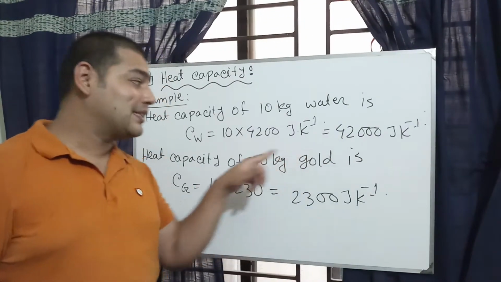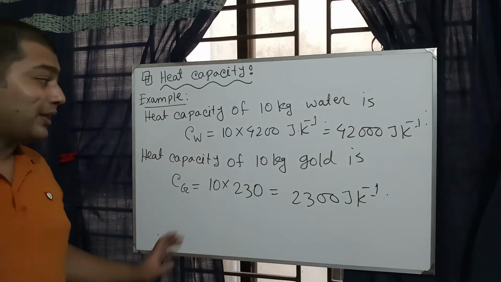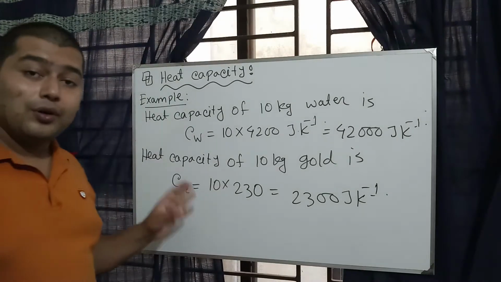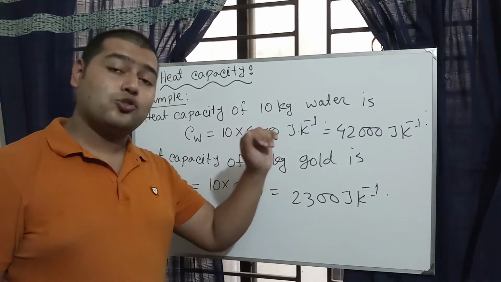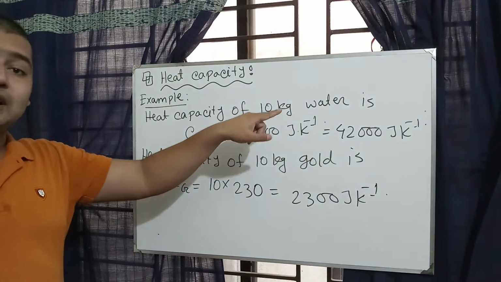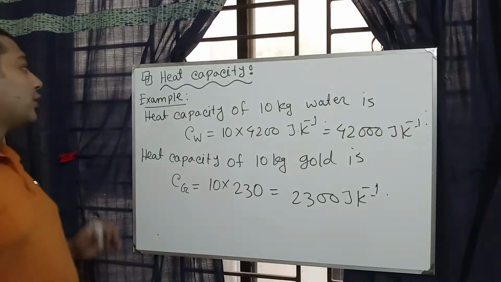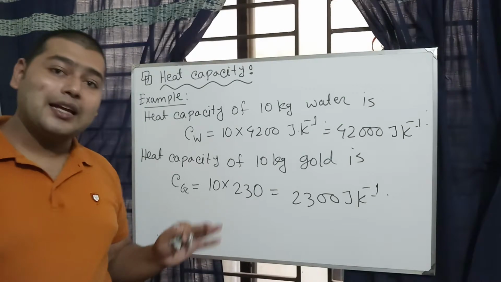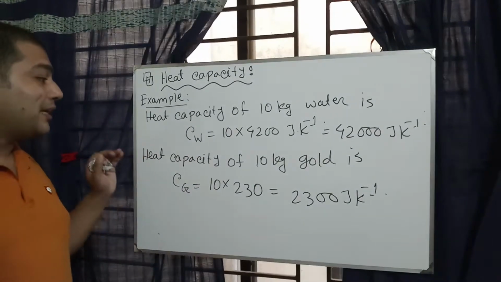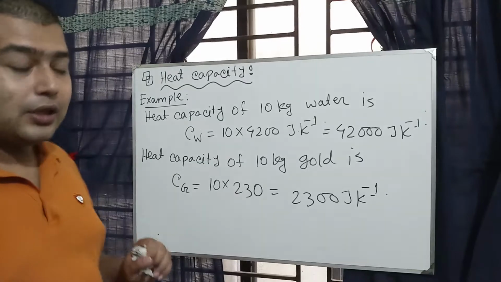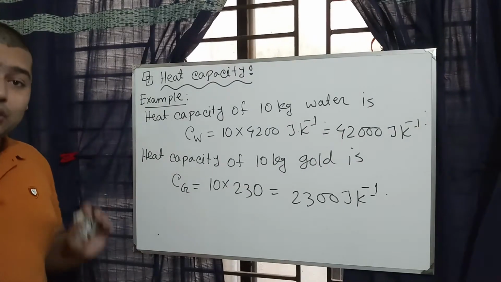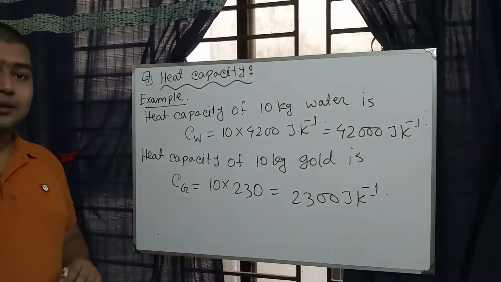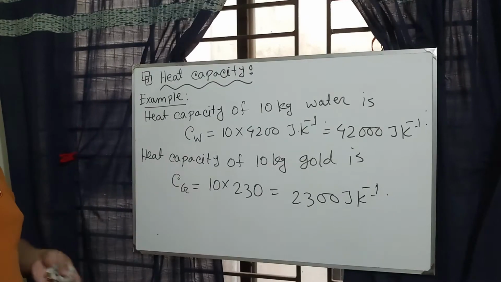From this calculation, we can see that the heat capacity of gold is nearly 20 times less than the heat capacity of water. So we can say that gold can be heated more quickly than water. This is our topic, heat capacity.